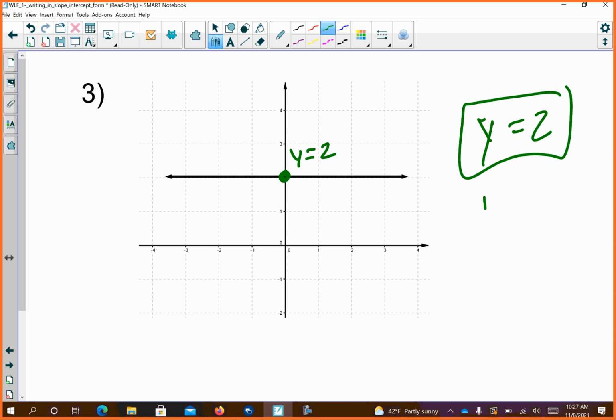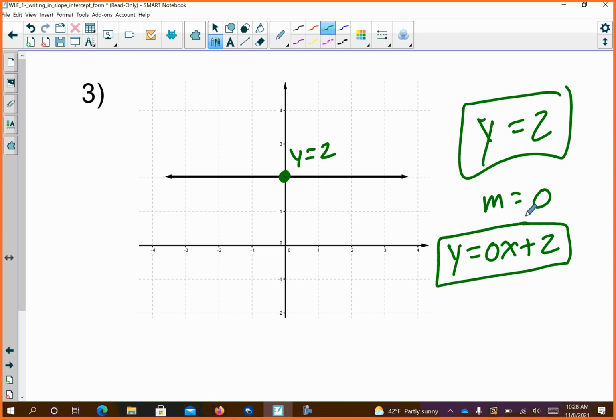Y equals 2 has a slope that is 0. If it's a vertical line, it has a slope that's undefined. But this is one of our special cases. So that's all you need to put for this linear equation. Some people might choose to say y equals 0x plus 2. I think both answers are appropriate. There's not one that I think is more correct than another. So if you put either one of these answers, it's totally fine.